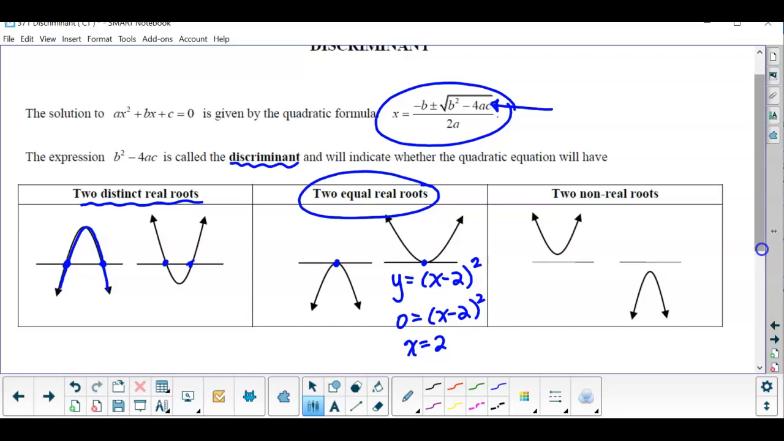quadratic. And then two non-real roots means it does not touch the x-axis at all. So in this case, really, they would have complex or imaginary roots. But we're not going to learn about those. We're dealing in the real number system. If you do take Math 31 HL, you'll learn a whole lot more about complex numbers.